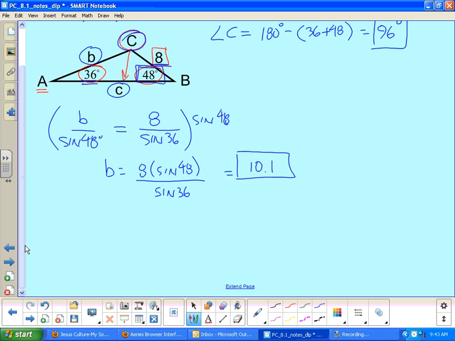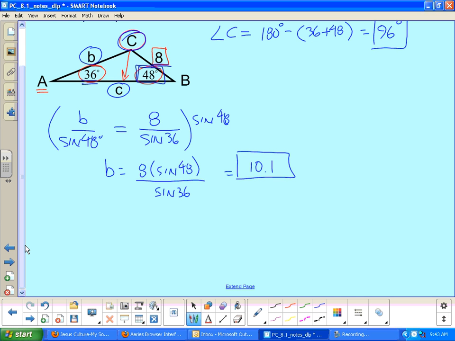Now some people might get tempted right here to use Pythagorean theorem. Why can I not use it? It's not a right triangle. So I can't use Pythagorean theorem. I'm going to have to go use, once again, law of sines. But this time, we're looking for C.